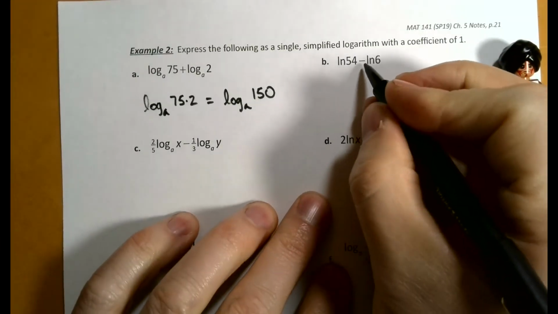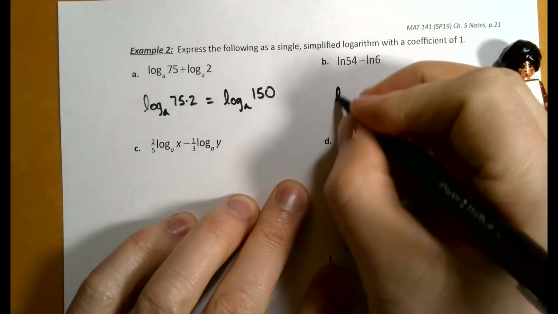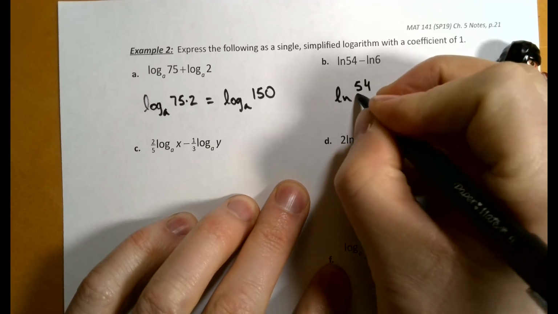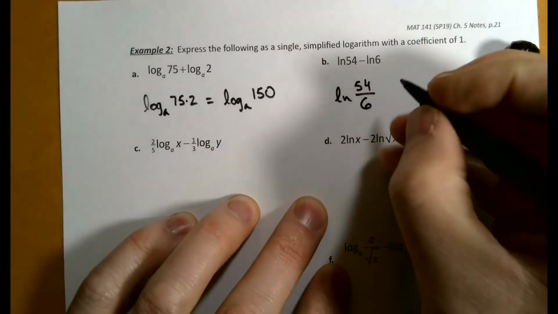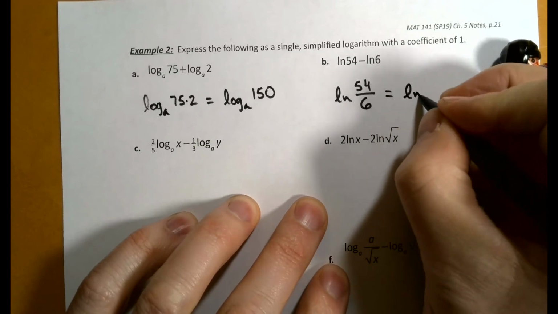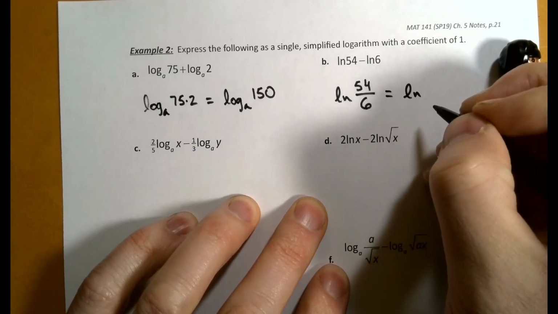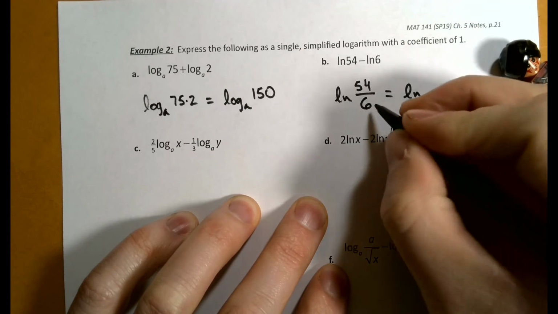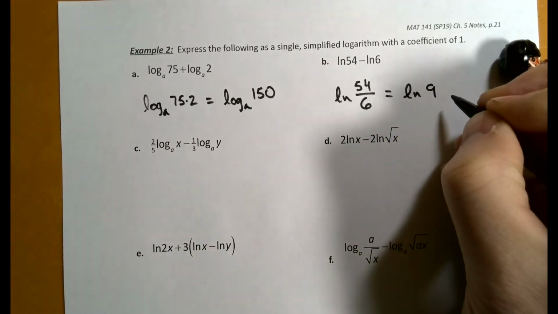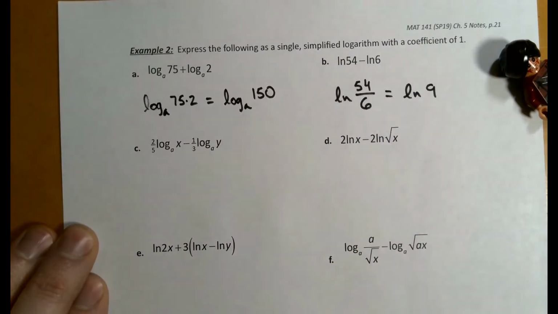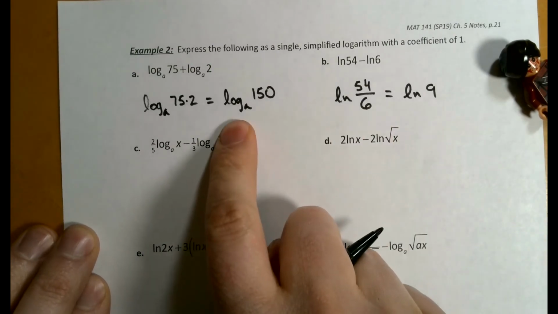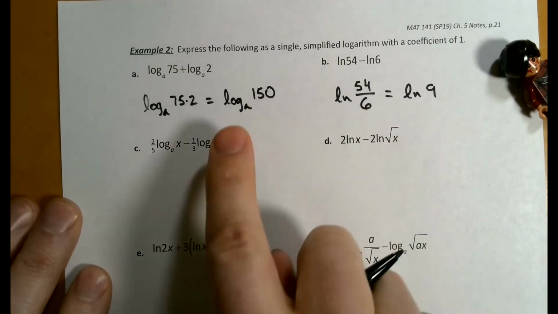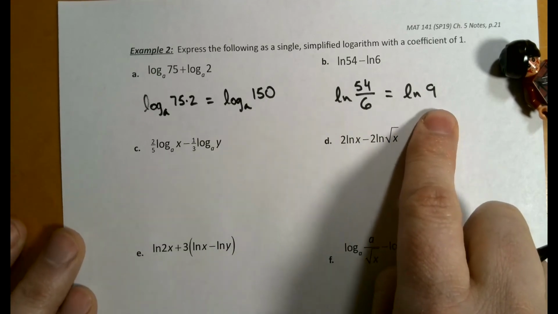All right, so the next one I see subtraction. So that means the divisor is the thing that's being subtracted. So this becomes natural log of 54 divided by 6. Last I checked, isn't 9 times 6 54? So this would be natural log of 9. And then we could get an approximation of this. We could also get an approximation of this if we really wanted to, but at this point, we're happy with either of these two expressions.